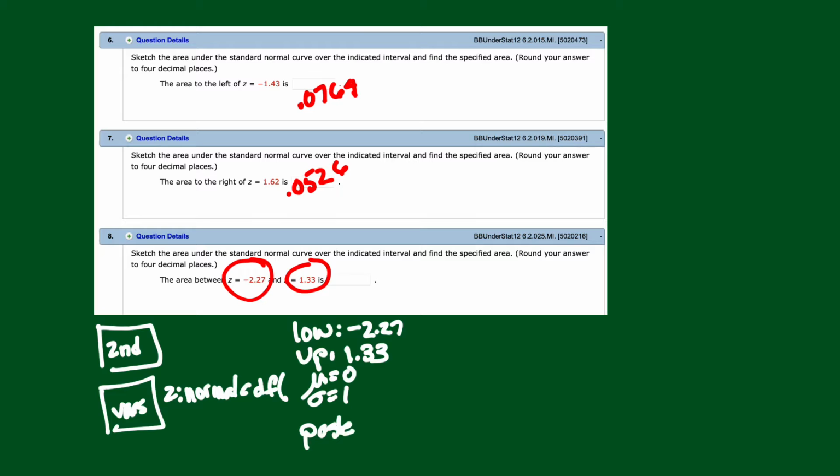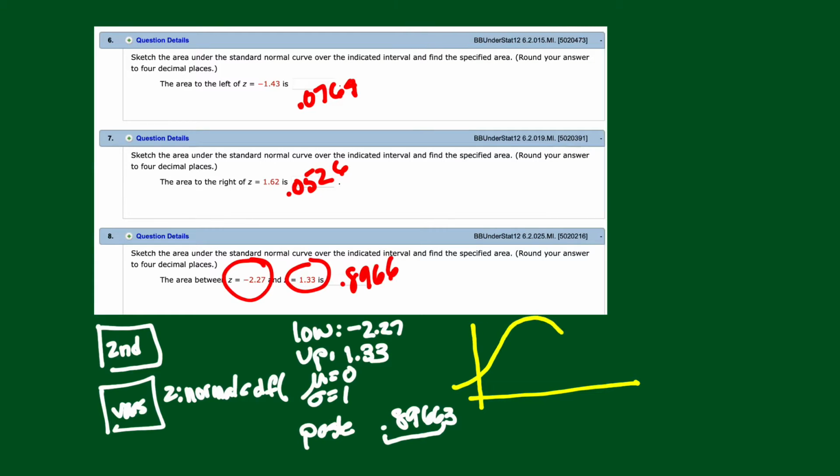So you paste and then you enter, and I got 0.896637. So to 4 decimal places, how about right there? 8966. So it's 0.8966.